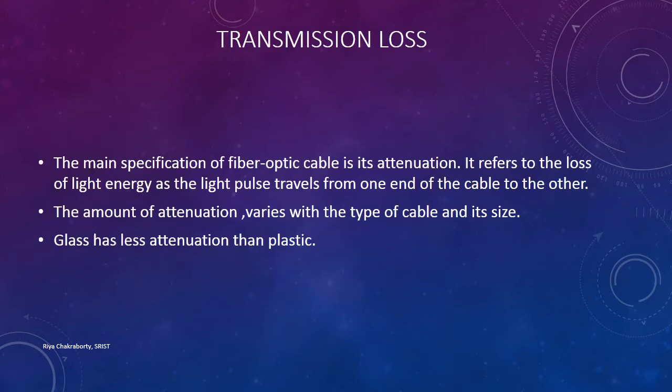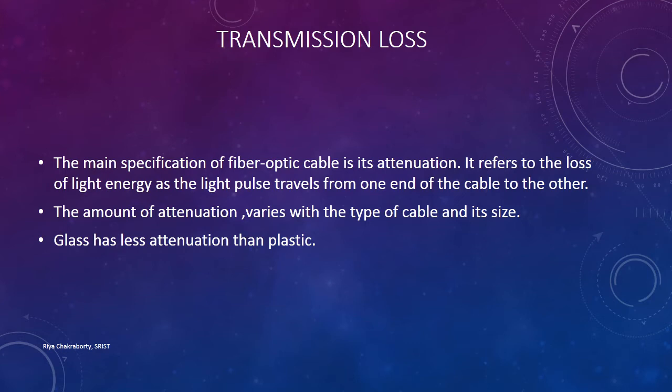And next part, transmission loss. The main specification of fiber optic cable is its attenuation. So, it is also called attenuation loss. It refers to the loss of light energy as the light pulse travels from one end of the cable to the other end of the cable.